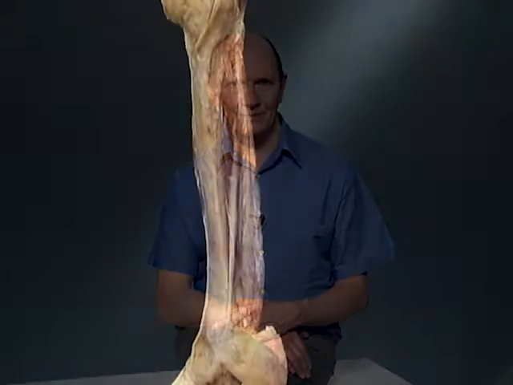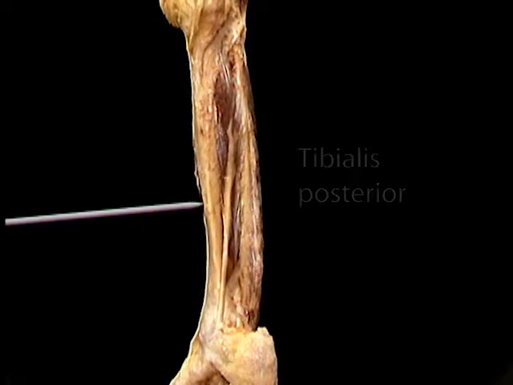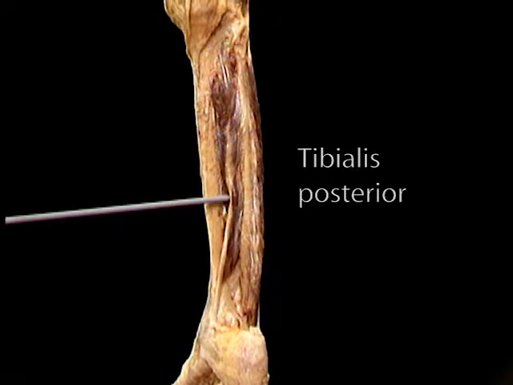Now that we've seen these fascial structures, let's get back to the muscles, the ones that produce inversion and eversion. There are two muscles that produce inversion, tibialis anterior, which we've seen already, and tibialis posterior. Here's tibialis posterior.